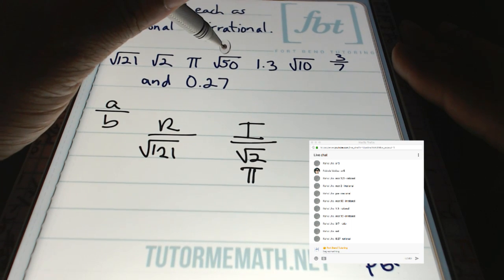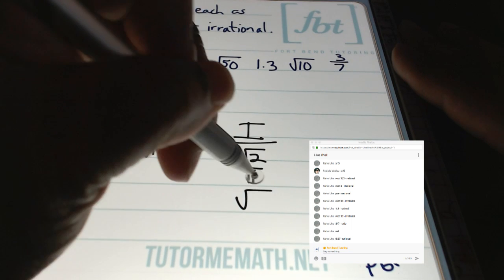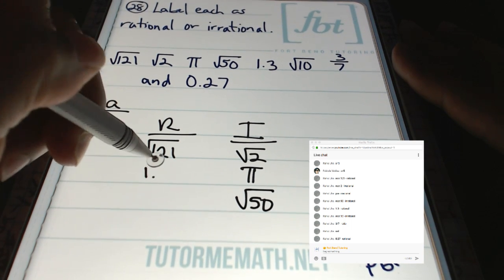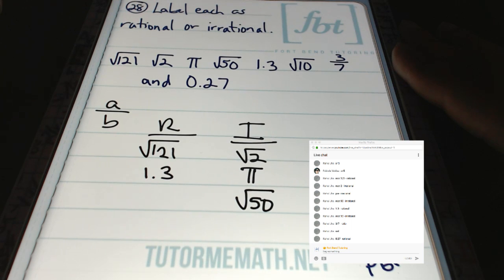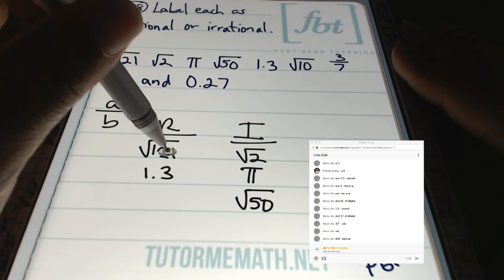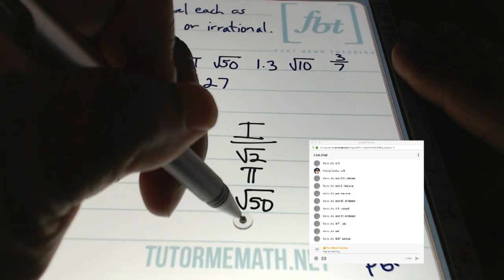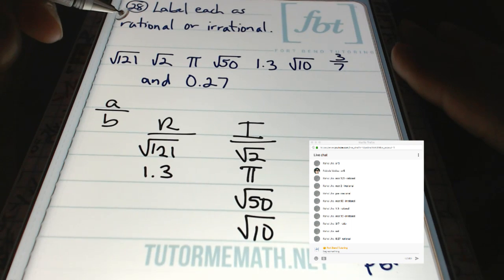Next, if you're looking at the square root of 50, the square root of 50 is an irrational number. It cannot be written as an integer divided by another integer. But the 1 3/10, yeah, it can. You could write this as 13 divided by 10 because you're dealing with the tens place. So it can be rewritten as an integer divided by another integer. The square root of 10, yeah, that's an irrational number.